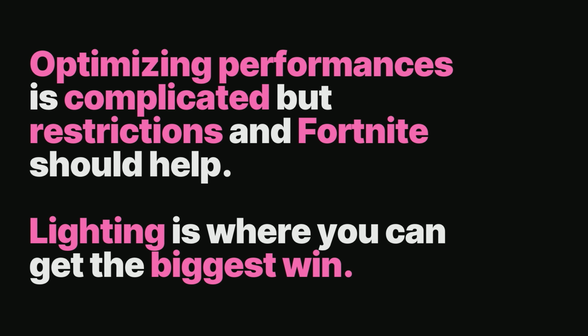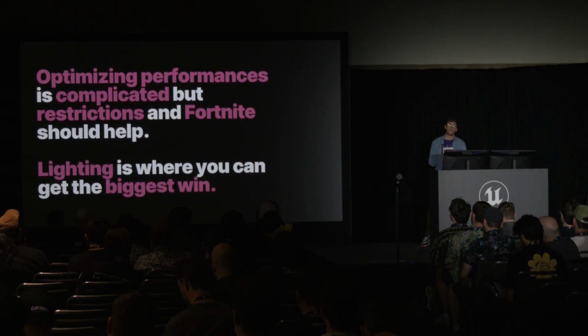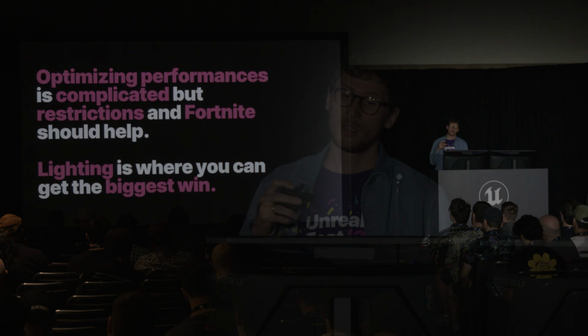So overall, out of the three pillars, optimizing performance is one of the most complicated ones in UEFN, because of the lack of profiling tools and the amount of hardware and platforms on which Fortnite runs. But the project size and memory usage restrictions and the Performant Fortnite game should help you get to a comfortable place. After that, optimizing the lighting is where you can get the biggest win, so focus on this first.